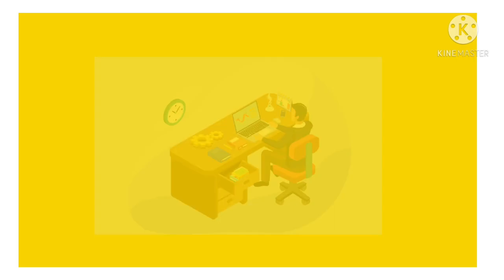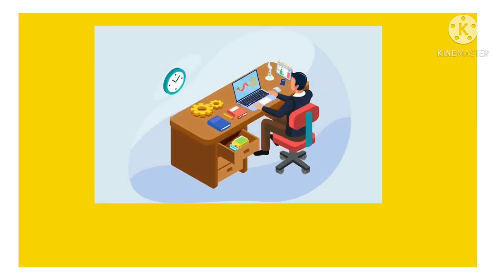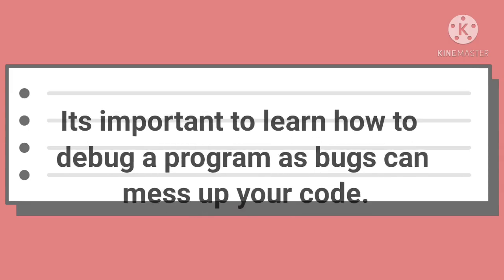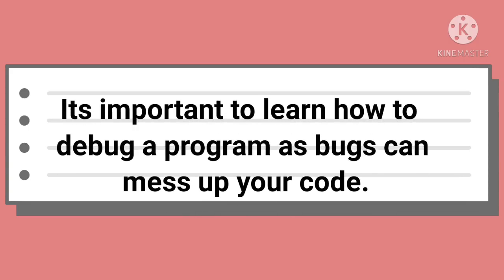One of the most important parts of learning to program is learning to debug. Do you know the meaning of debugging? Debugging means finding and fixing problems in your algorithm or program. When part of our program does not work correctly, we can say that there's a bug in it. A bug can really mess up the program, so it's important to learn to debug your code.